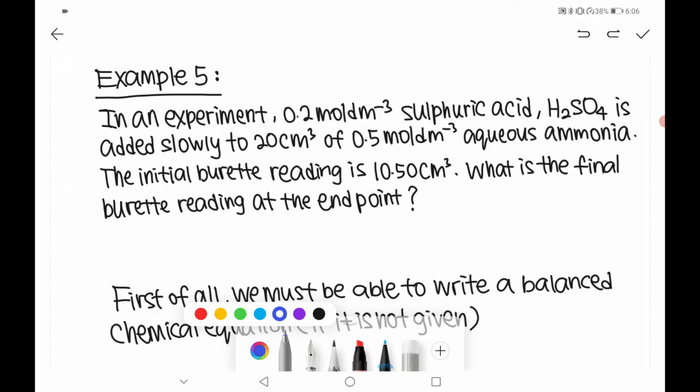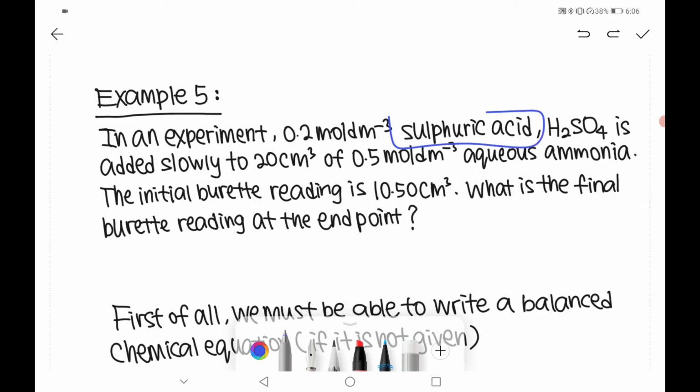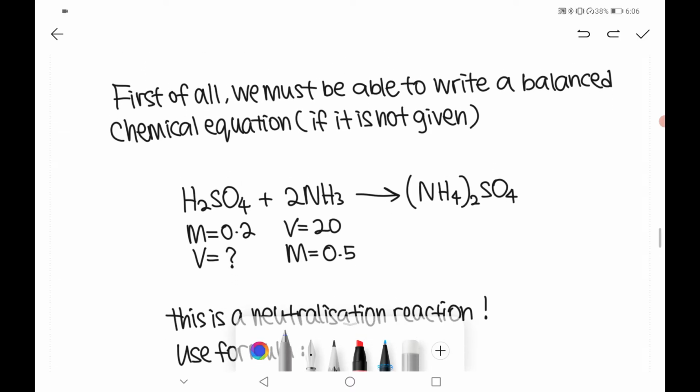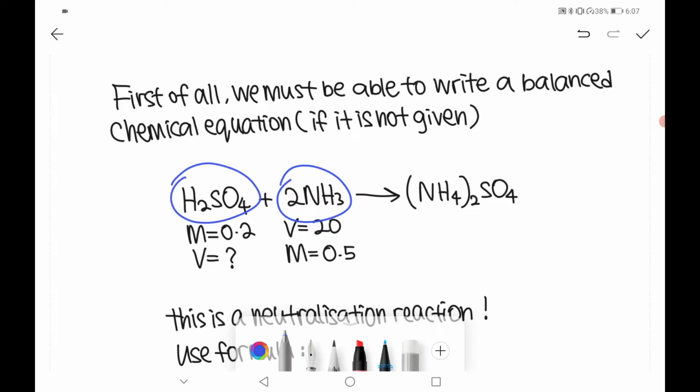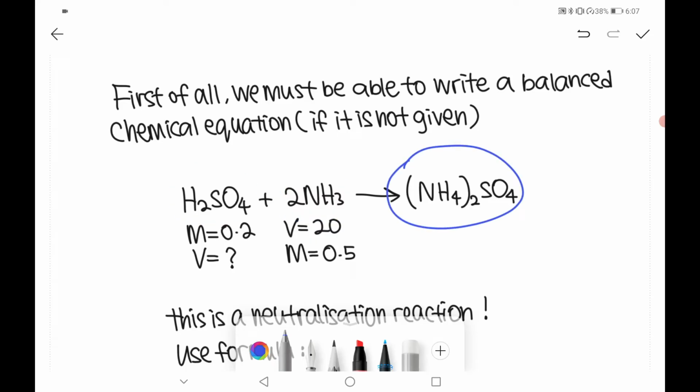We write a good chemical equation first. We have sulfuric acid reacting with ammonia. So we must know how to write the equation on our own. If you write the equation, this is what you get. When ammonia reacts with sulfuric acid, you produce salt without the water, because I mentioned before, when acid reacts with alkali, you will get salt and water. But if the alkali is ammonia, the final product only has salt, no water.